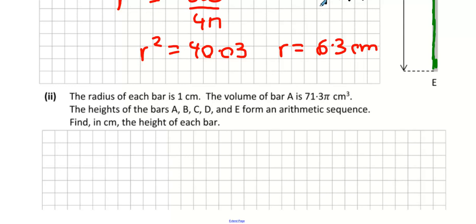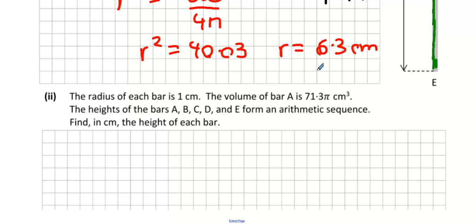The radius of each bar is 1 centimeter. The volume of bar A is 71.3 pi centimeters cubed. The heights A, B, C, D, and E form an arithmetic sequence. Find in centimeters the height of each bar.